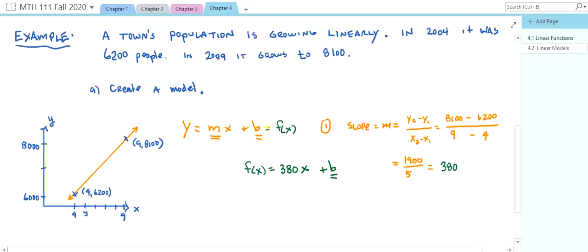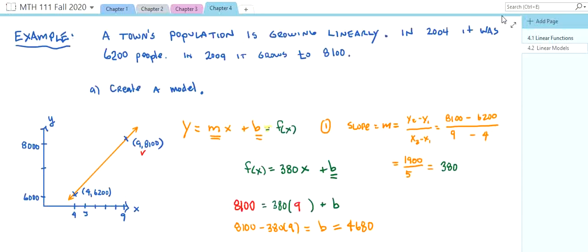So let's choose one of these points. So this is something equals 380 plus b. So we'll stick in 9 for our x value and 8100 for our y value. So I chose this point. Run through this calculation. I get 8100 minus 380 times 9, and this all equals b, which equals 4680.